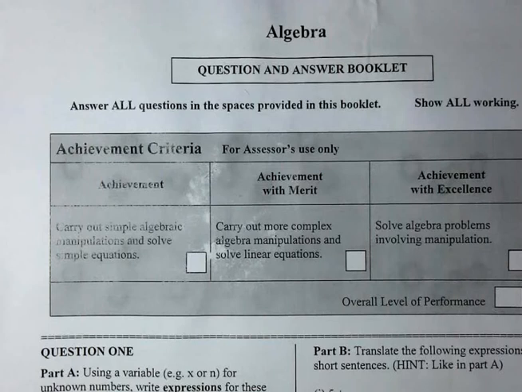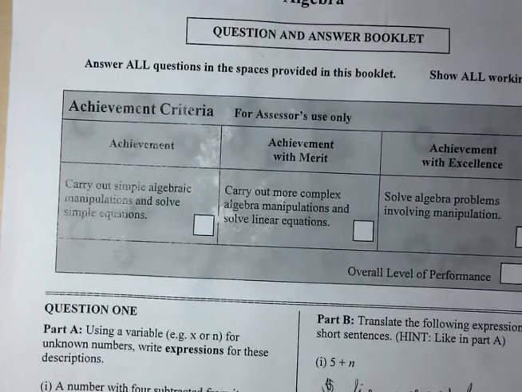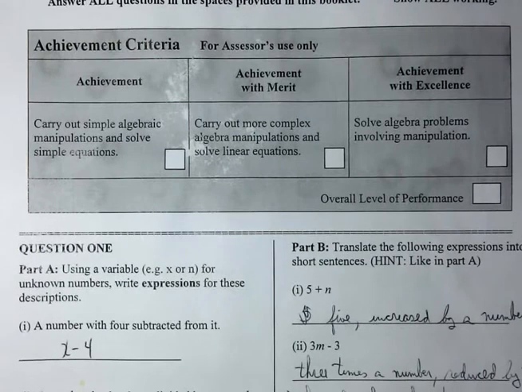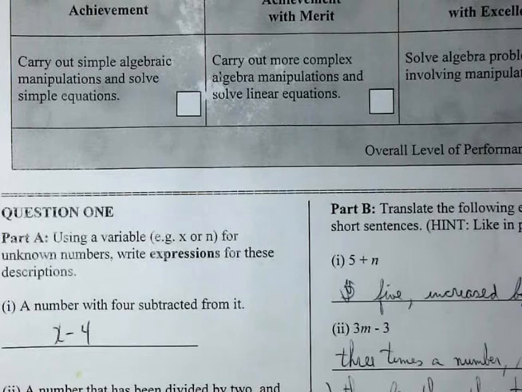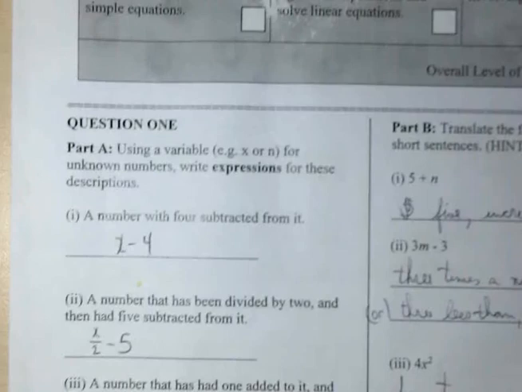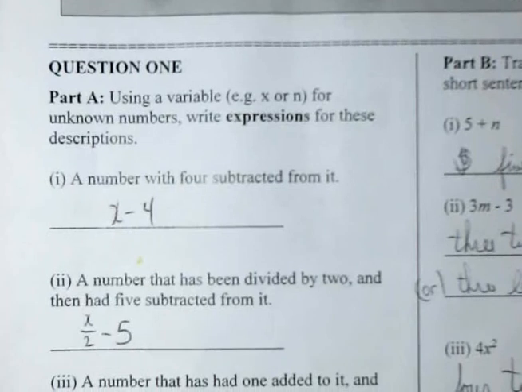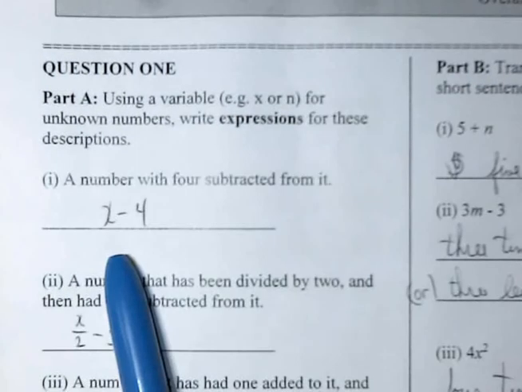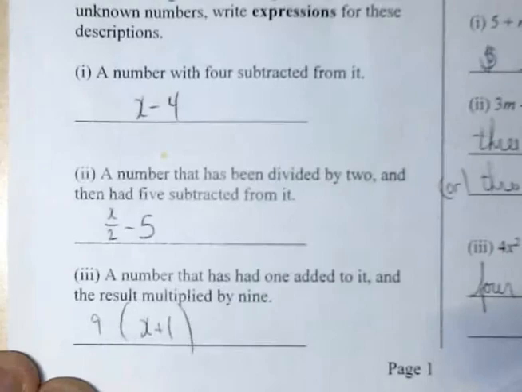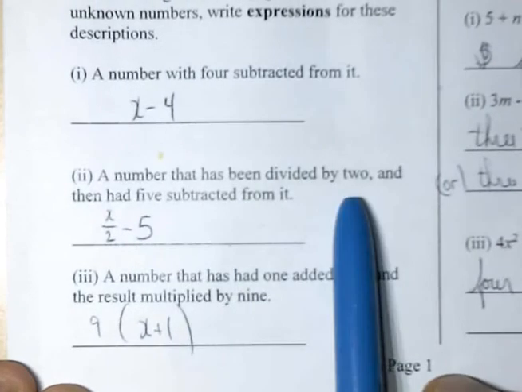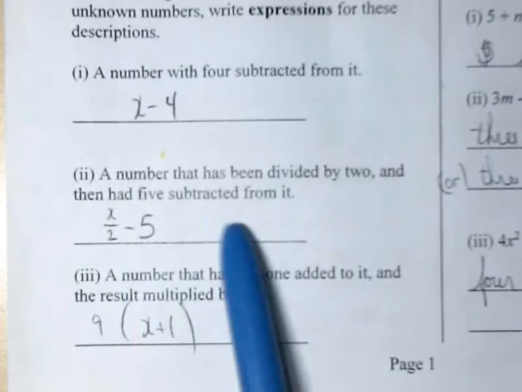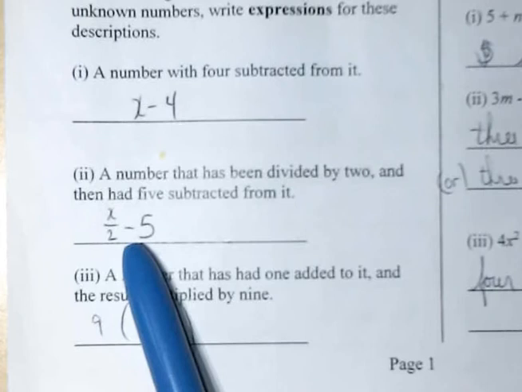So question 1, you are asked to, using a variable, x or n, for the unknowns, write an expression for these descriptions. So first we've got a number with 4 subtracted from it. X minus 4, n minus 4, all acceptable. 2, a number that has been divided by 2, well, that's my x over 2, and then had 5 subtracted from it. X over 2 minus 5.